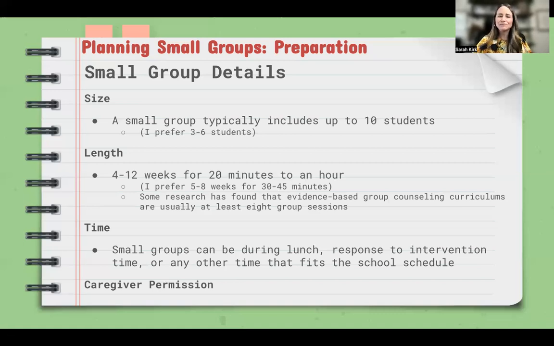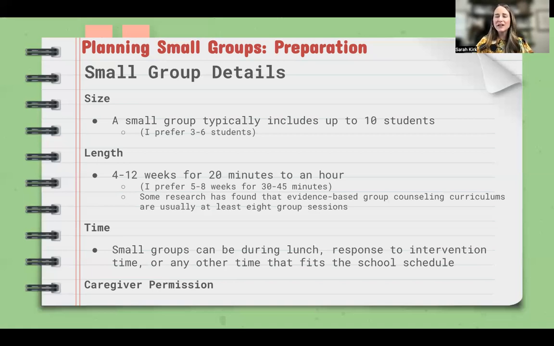Length of the small group. 4 to 12 weeks is what you typically hear, for typically 20 minutes to an hour for each session. I, again, personally prefer somewhere between 5 and 8 weeks for about 30 to 45 minutes, especially if we're talking elementary. There is some research out there that shows that evidence-based group counseling curriculums are usually at least 8 group sessions. So keep that part in mind as well. But if you're not using an evidence-based curriculum, then you have a little bit more say in that, and maybe they need to be shorter.